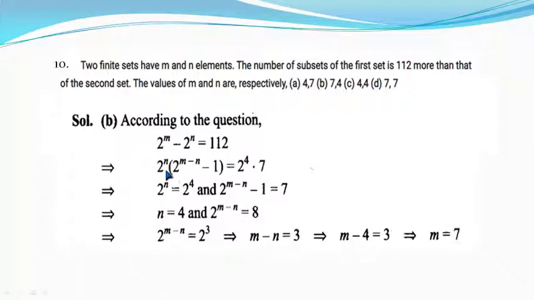Now on comparing 2 raised to the power n with 2 raised to the power 4, they are equal, and this term is equal to 7. If the bases are the same, their powers are also equal. So n is equal to 4, and 2 raised to the power m minus n minus 1 is equal to 7. This minus 1 will be shifted to the right-hand side, so 2 raised to the power m minus n is equal to 8. Now 8 can be written as 2 raised to the power 3. Again the bases are the same, so m minus n is equal to 3. n we have already calculated, that is 4. So m is equal to 7. So which is the correct option? B is the correct option, 7 comma 4.